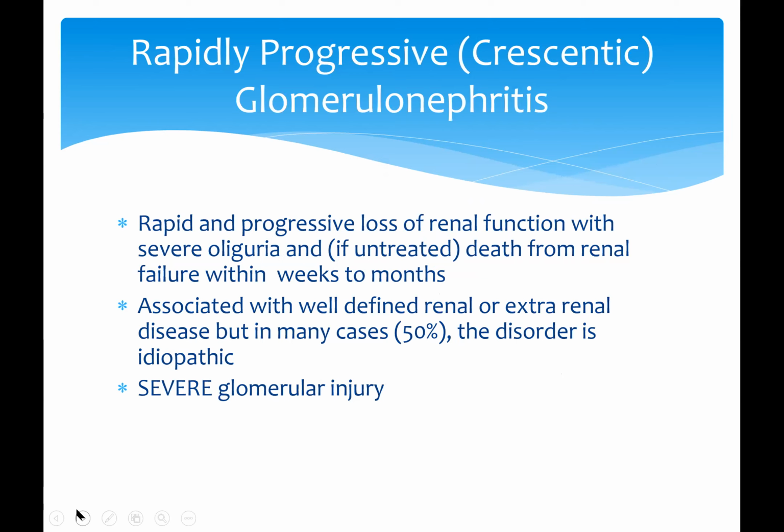Now, let's go to the second one, and this is what we call as rapidly progressive, otherwise known as crescentic glomerulonephritis. Characteristically, it will connote severe glomerular injury. It is characteristically rapid. There is progressive loss of renal function. Oliguria to anuria are expected. It is called crescentic because that is the most common histologic feature that you will see.